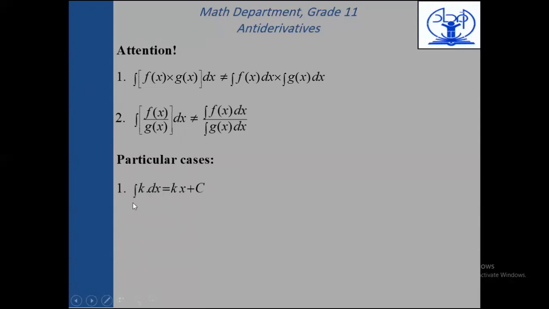Particular cases, what about the integral of k dx? If k is any constant, then the answer is kx, because the derivative of kx is k. Examples, what is the integral of 3? It's 3x plus c. What's the integral of 2x squared minus 6? For sure, you can split the integral, but you don't need each time to write 2 integrals. Directly, you integrate each part alone. No need to write 2 integrals. The integral of 2x squared is 2x cubed over 3, and the integral of 6, which is a constant, is 6x plus c.